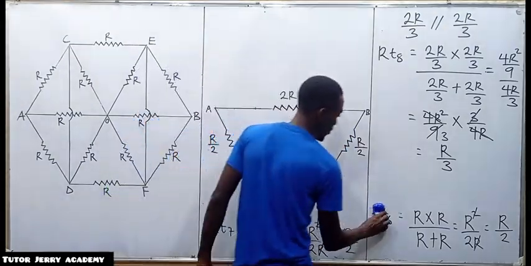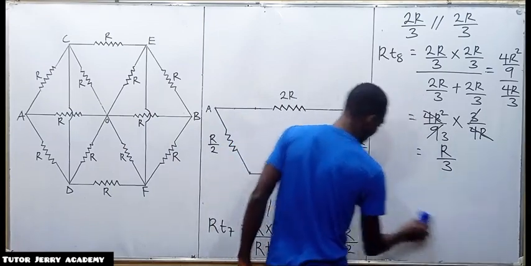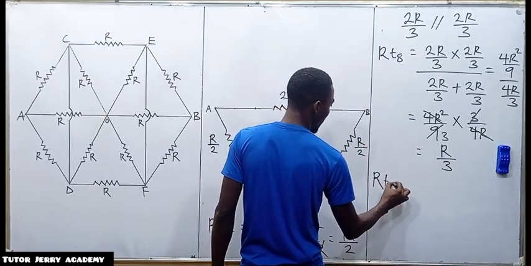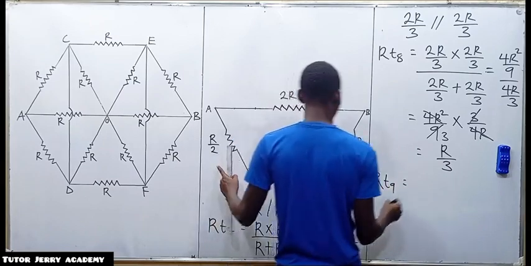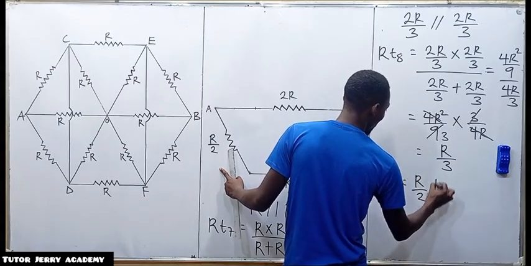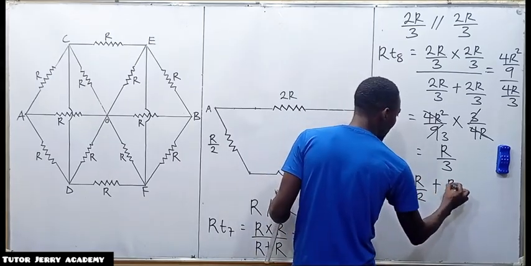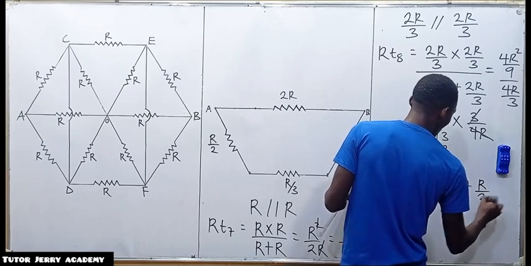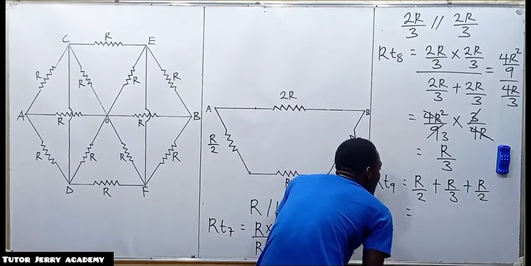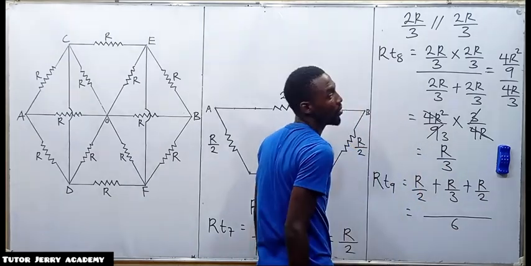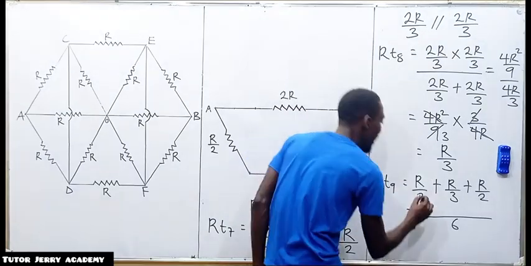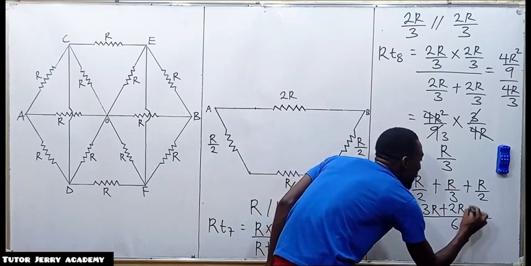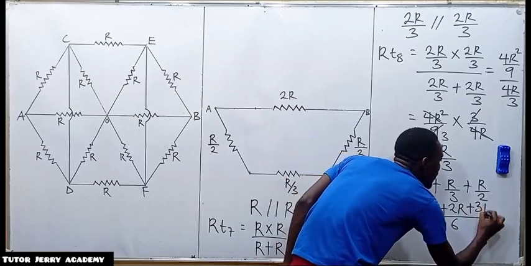All right, so we can call the total combination RT9. RT9 will be equal to r over 2 plus r over 3 plus r over 2. All right, so if we do this, the LCM is going to be 6, and 2 in 6 is 3. 3 times r is 3r. 3 in 6 is 2. 2 times r is 2r. Plus 2 in 6 is 3. 3 times r is 3r.